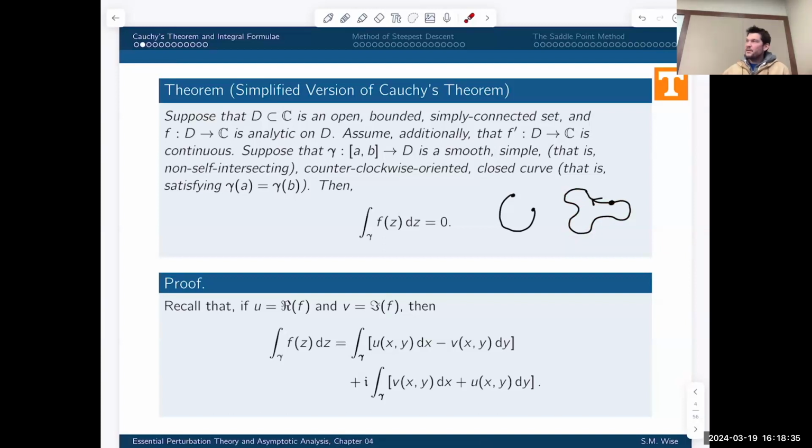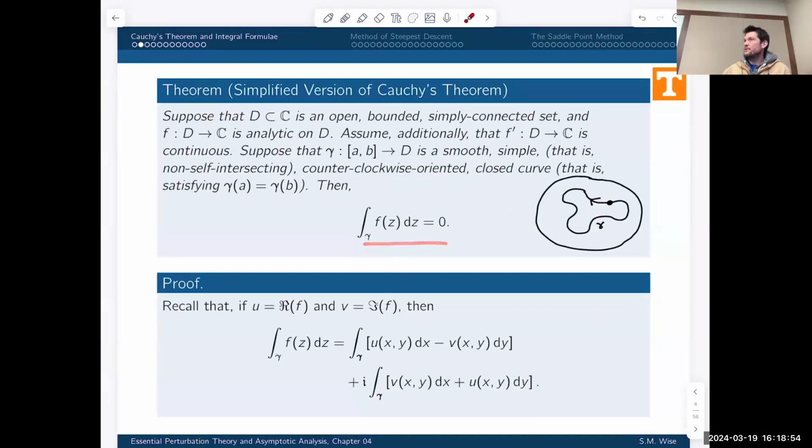If all of these assumptions are satisfied, then the integral of f over this contour gamma, where this contour is contained in this set D, then the integral of f around this contour is always just equal to 0. Okay, questions about that? I have a question.